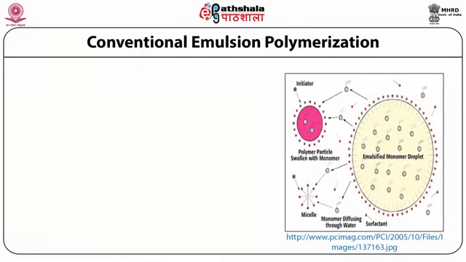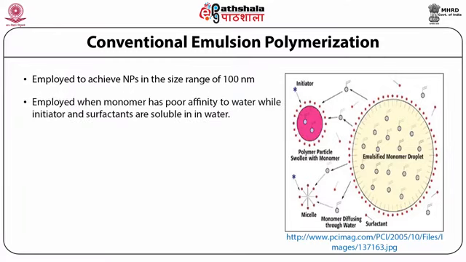First we are going to discuss the emulsion polymerization. Under the emulsion polymerization, the first type is conventional emulsion polymerization. This technique is the most commonly employed method for development of polymeric nanoparticles in size range of 100 nanometers. This method is more appropriate when monomer has poor water affinity while initiator and surfactants have good aqueous solubility.